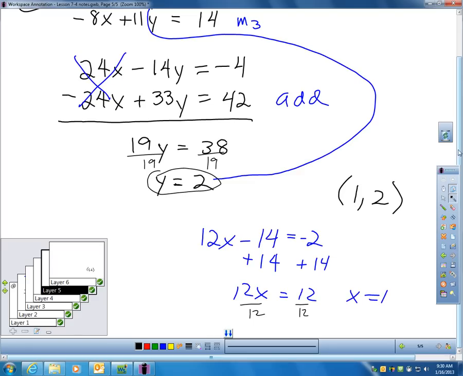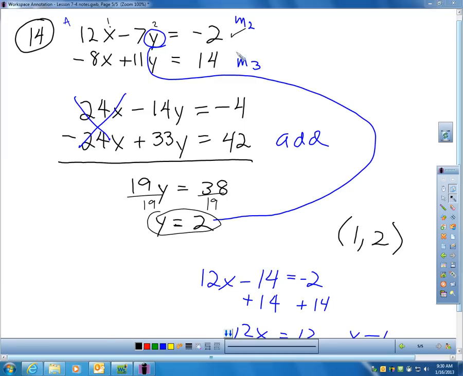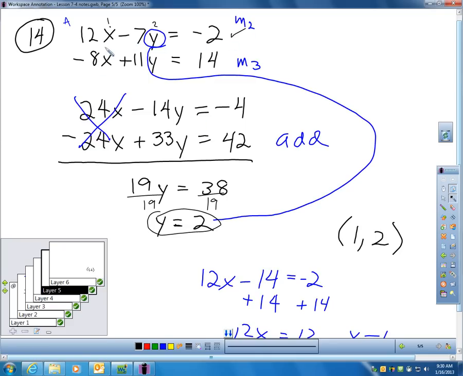And I can check that now. I'll check 1, 2 and see if that's a solution. If I put a 1 in here and a 2 in here, I get 12 minus 14 equals negative 2. That works. If I plug in a 1 here and a 2 here, I get negative 8 plus 22. That does equal 14. That's definitely a solution.